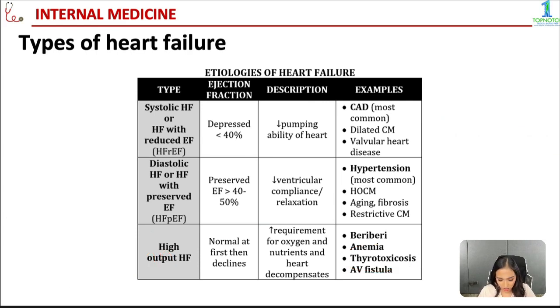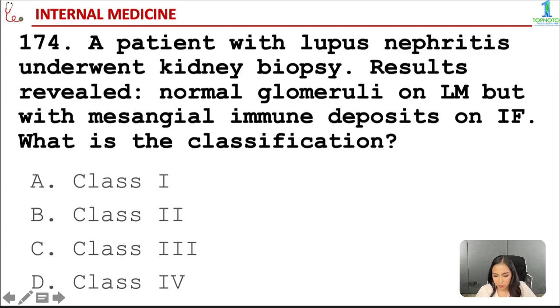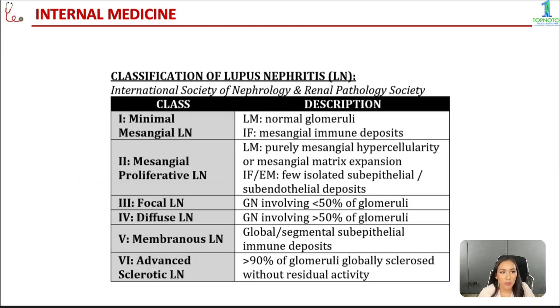Alright, let's continue. 174, a patient with lupus nephritis underwent kidney biopsy. Results revealed normal glomeruli on light microscopy but with mesangial immune deposits on immunofluorescence. What is the classification? Little difficult. Recall question din siya. Answer is class 1. Bakit? Class 1, minimal mesangial. Light microscopy, normal. Immunofluorescence, may mesangial immune deposits.